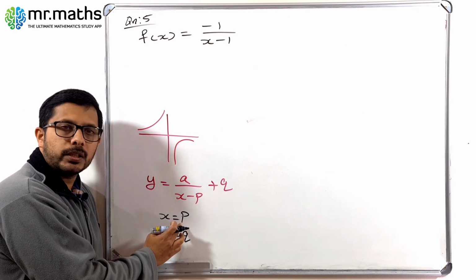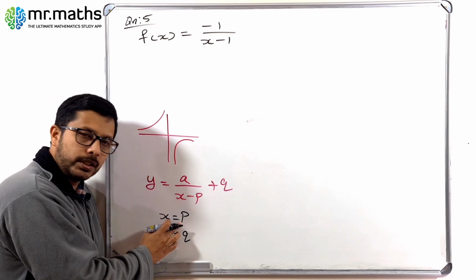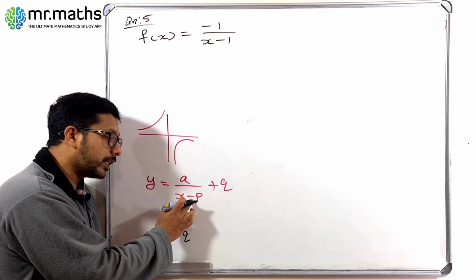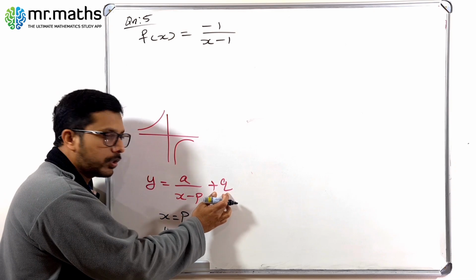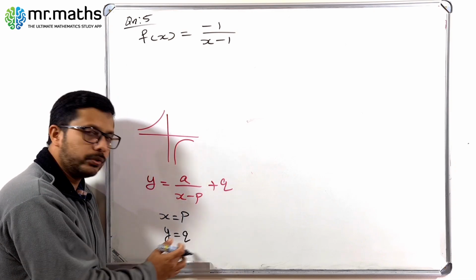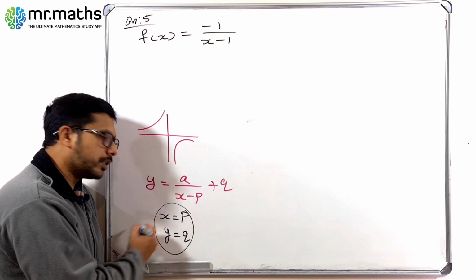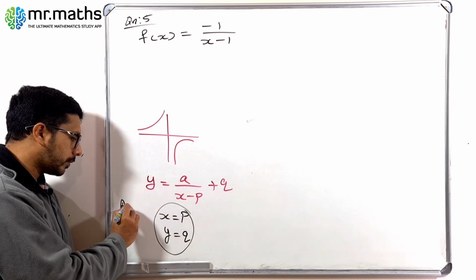Okay, so x is equal to positive p, or just the opposite. Positive p doesn't mean that always it's positive. If here it is minus, here you have to write a positive. If here it is positive, here you have to write a negative. Okay, but there is no change for this q. y is equal to q. Okay, so there are two asymptotes. One is x is equal to p and y is equal to q. Okay, asymptotes.